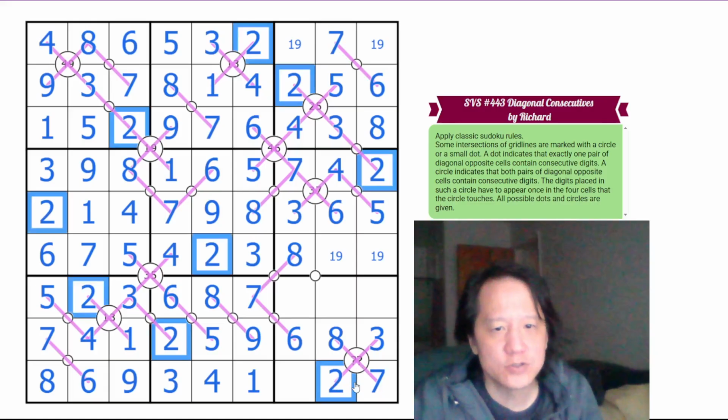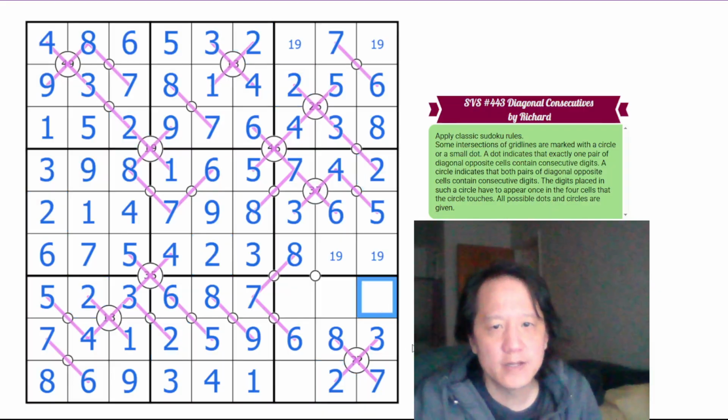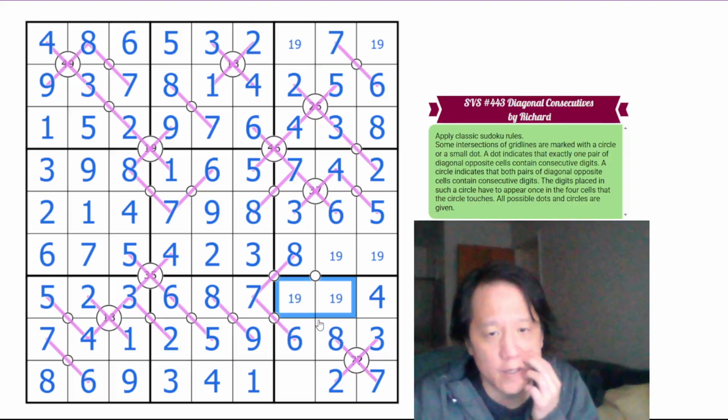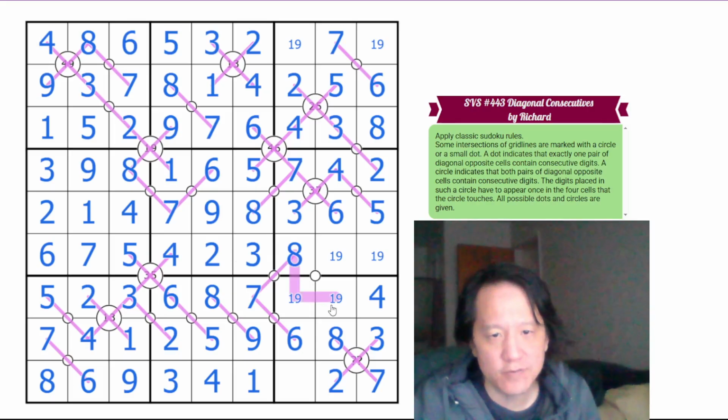Okay, we have all the 2's then. That leaves this digit as a 4. Remaining digits then are 1 and 9. This is not consecutive with each other, so this must be consecutive here.